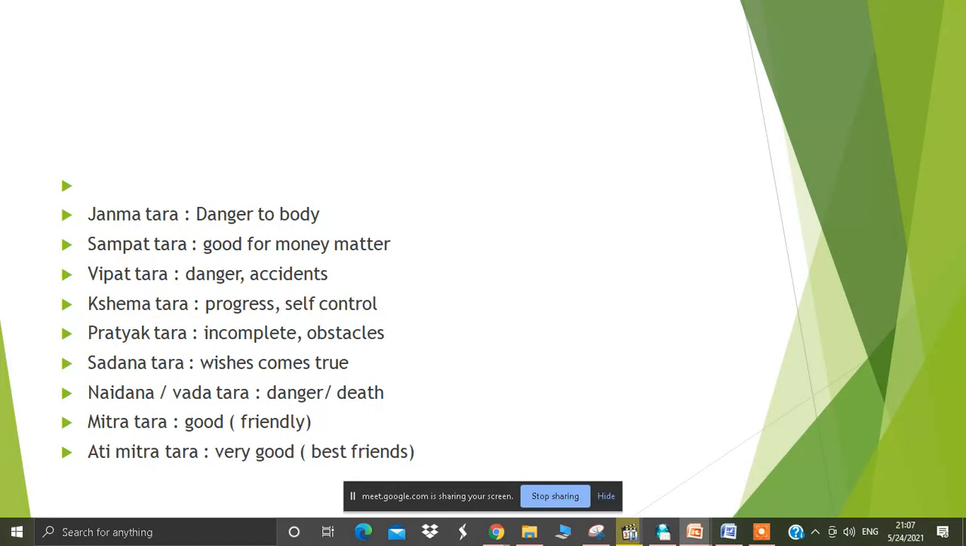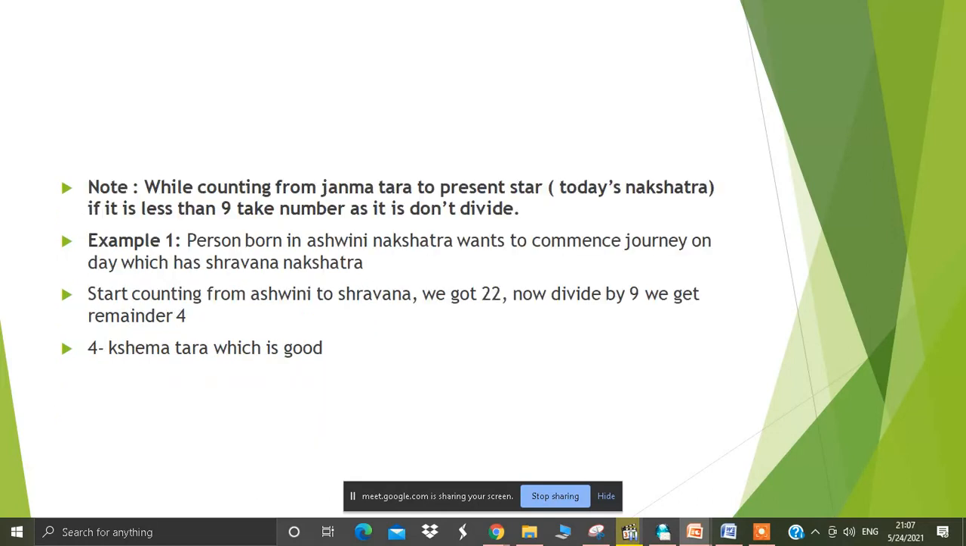So we'll see one or two examples, then it will be easy for you. Count from your Janma Nakshatra to the present Tara, that is today's Nakshatra, or that person's Nakshatra if you want to check the compatibility between you and that person. If you want to find how the day is, check today's Nakshatra from your birth Nakshatra. If it is less than 9, just take it as it is. Don't divide it.